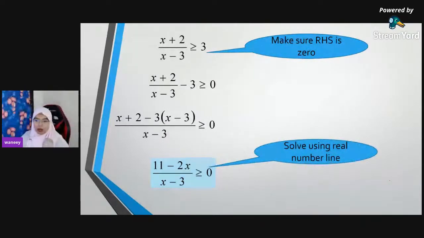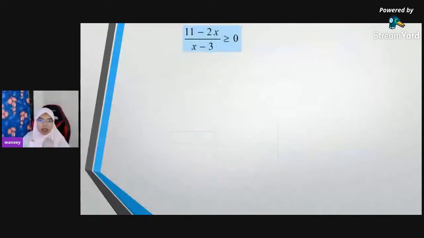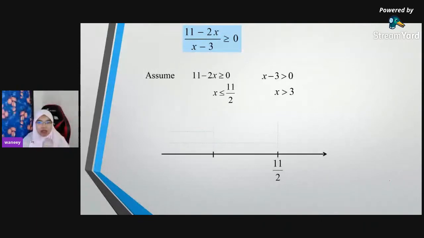So we are going to solve by using the real number line for this. So x will be less than or equal to 11 over 2. Oh, this one is correct. So x minus 3 greater than 0, x greater than 3. So draw your number line, 11 over 2 on the right hand side, 3 on the left. So 11 over 2 going to the left, 3 going to the right.